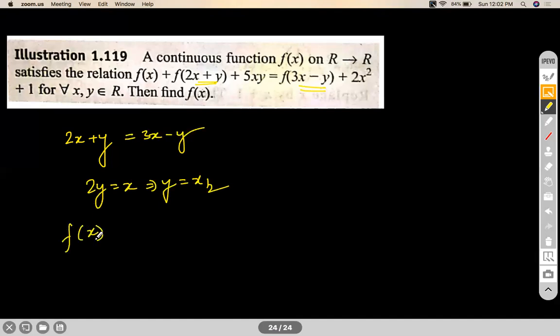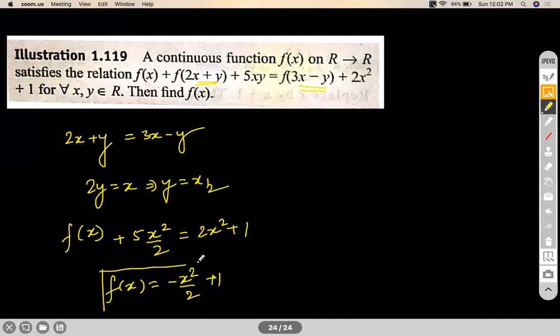This will become f of x. This will become f of x square by 2. This will get already cancelled with this, so I'm not writing it. And this will remain 2x square plus 1. So directly you can get your f of x as x square by 2. In fact, minus x square by 2 plus 1. This is your answer. So ultimately, the trick was to substitute this in place of y. Okay.